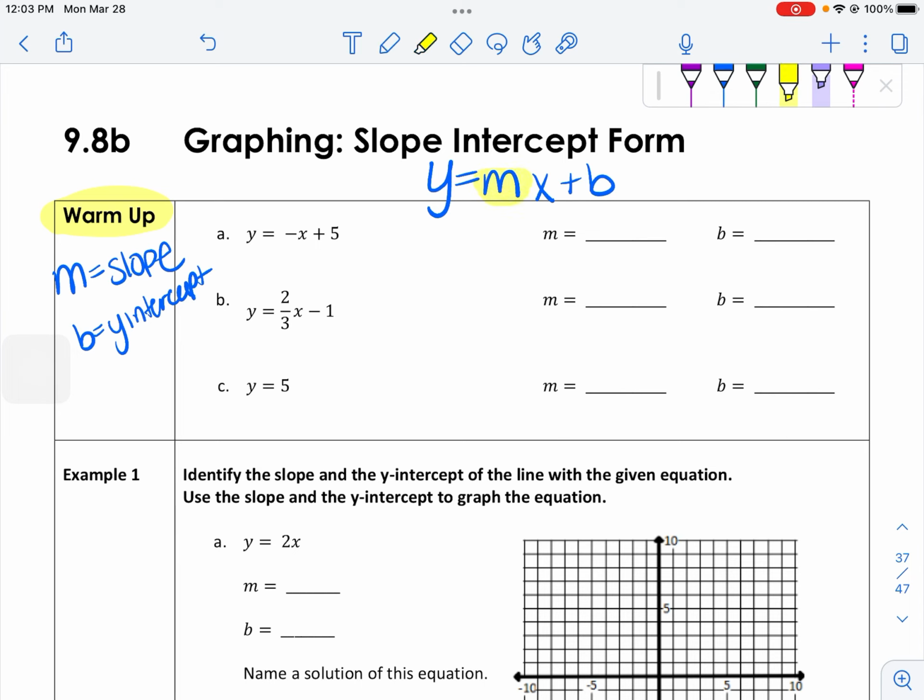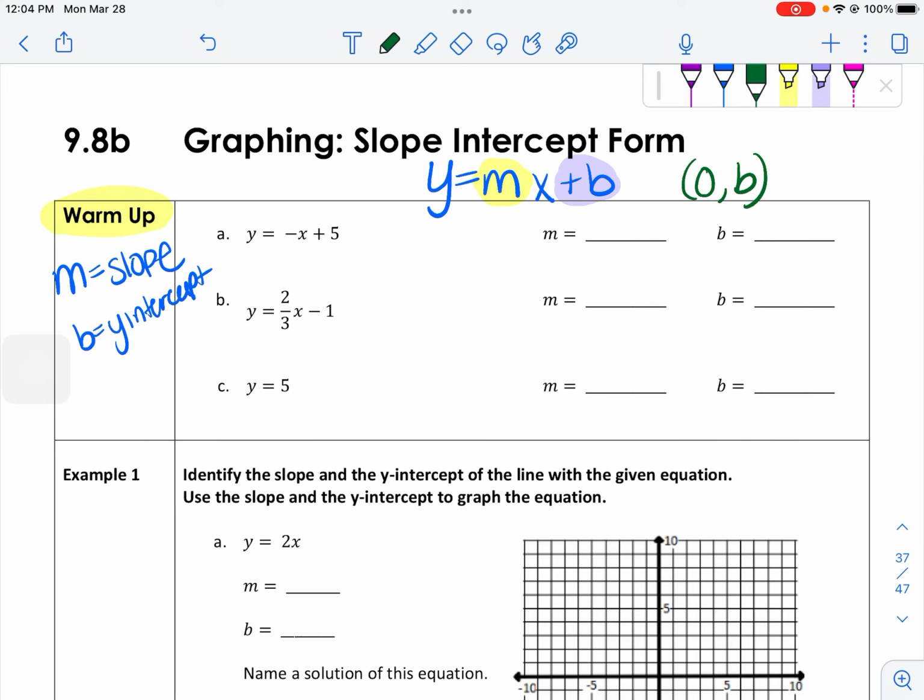The slope is always the coefficient in front of the x, so the value in front of our x, and our y-intercept is always the constant that's being added to the end of our equation. Or it's always when x equals 0. So if we plug 0 in for x and solve for our y value, we would get our y-intercept, or our b value.